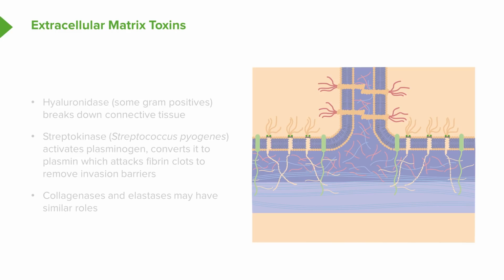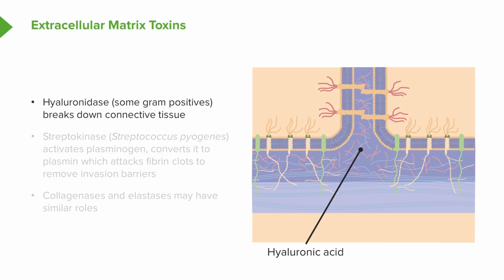These are called extracellular matrix toxins. The extracellular matrix is the area between cells. Here on this picture, we're showing two cells, and the area between them and below them. This is filled with all kinds of substances that provide protection and hold the cell together. This is the extracellular matrix. Bacteria produce enzymes called hyaluronidase. Hyaluronic acid is a component of the extracellular matrix, as you can see here, and this breaks it down. It breaks down connective tissue, allowing bacteria to spread better.